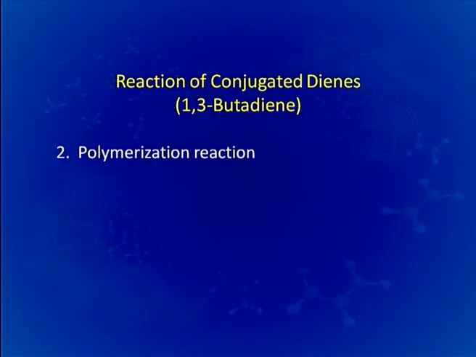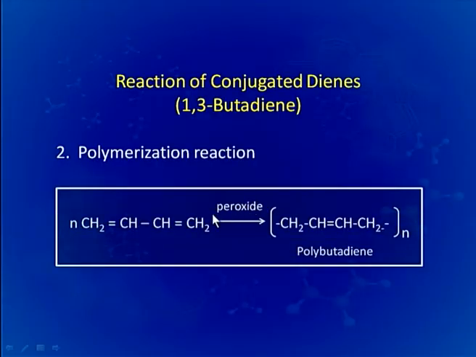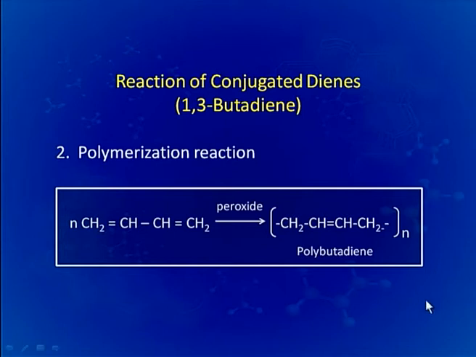Second reaction is polymerization, which is a very important reaction as far as the commercial significance of 1,3-butadiene is concerned. In the presence of peroxide catalyst, we will be getting polymerization of 1,3-butadiene and polybutadiene is formed. Polybutadiene is also known as Buna rubber. Bu stands for butadiene and Na stands for sodium. We will understand this clearly from the mechanism of this reaction.